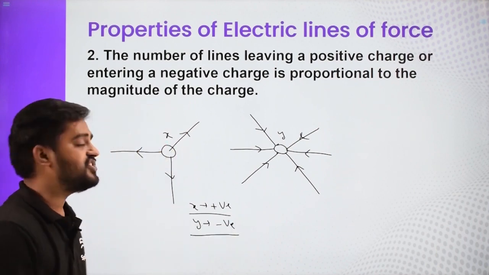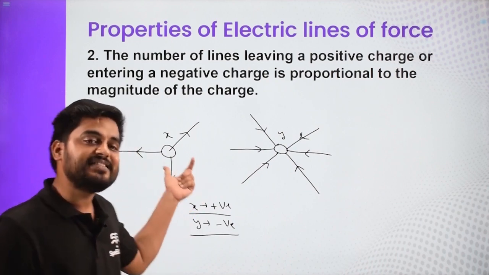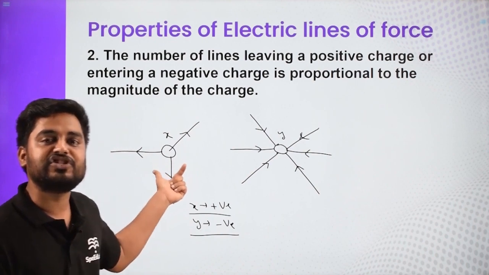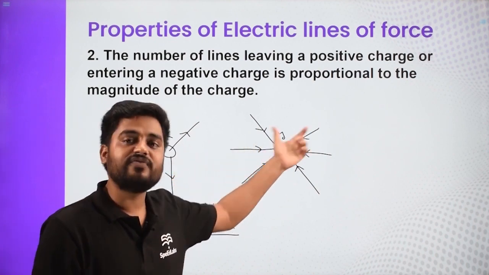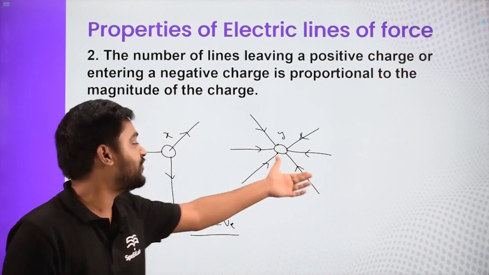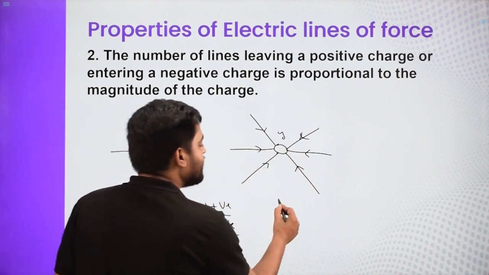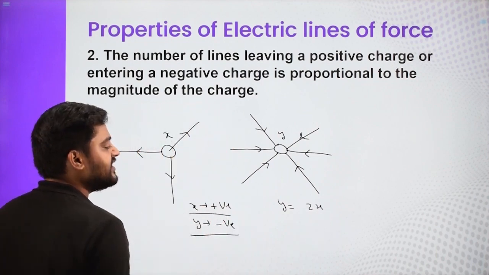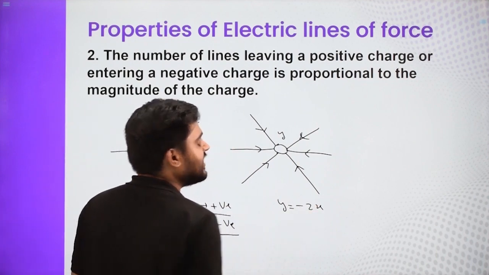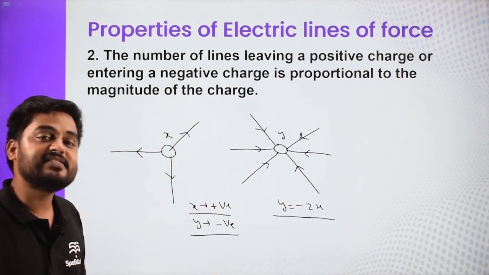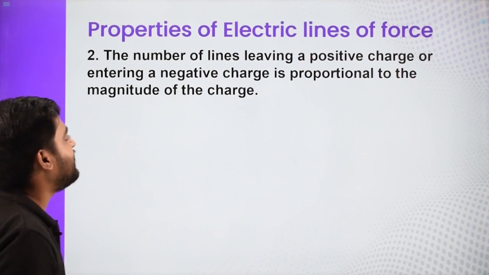And what is the relationship? It is not compulsory that you draw 3 lines, but if there are 3 lines for a particular charge and 6 lines for another charge, then the charge Y has to be twice the charge X. So Y is twice X in magnitude, and one is positive, one is negative. X is positive, so Y is negative twice X. So this is how you can relate them. This is the second property of electric field lines.